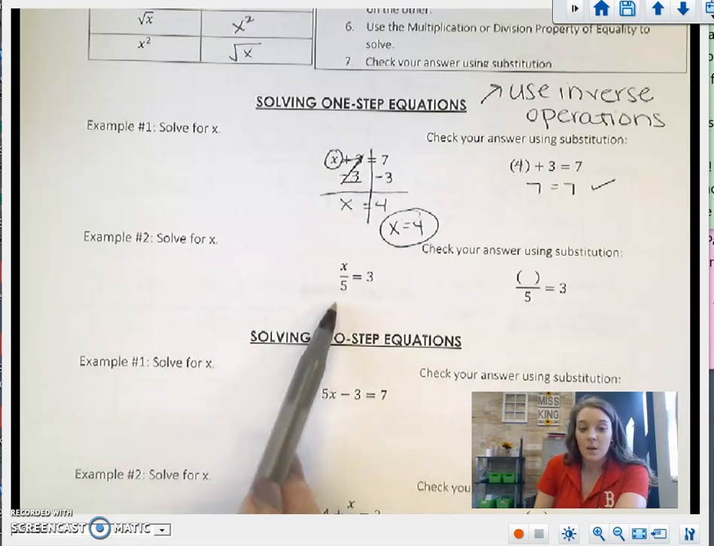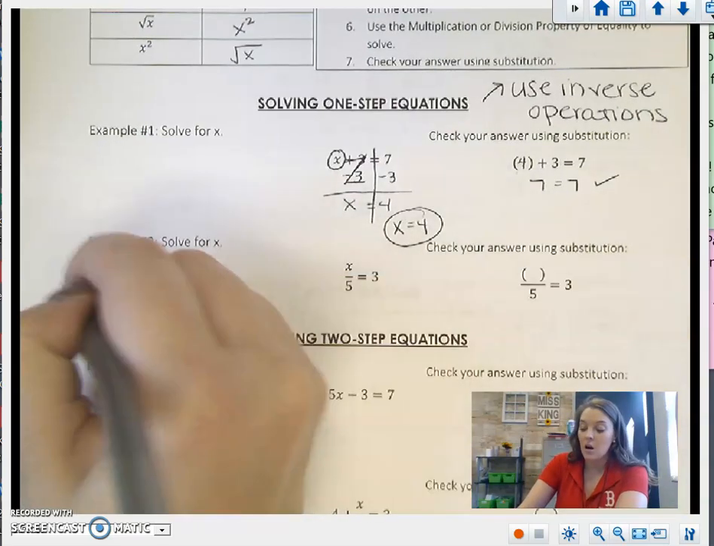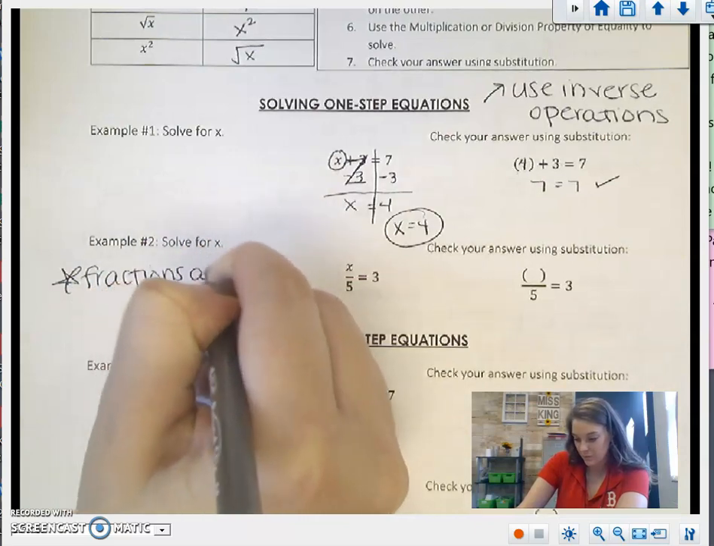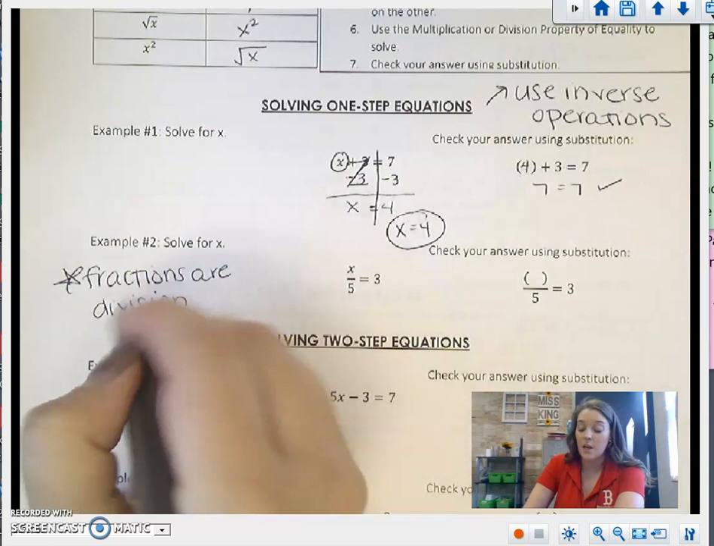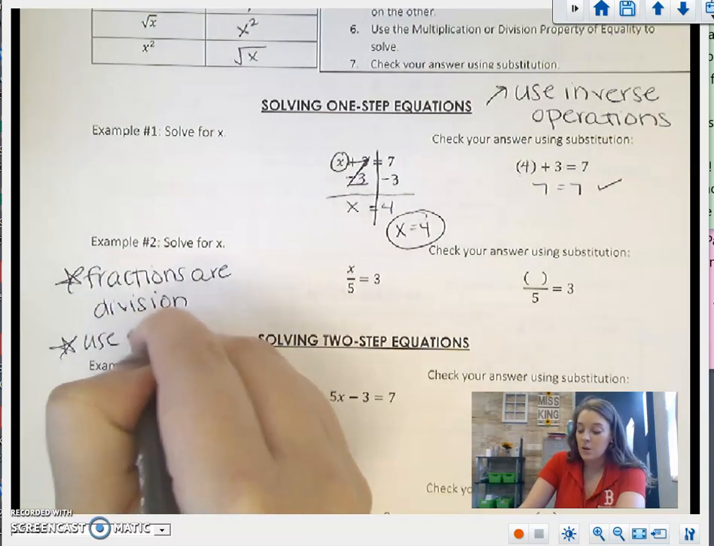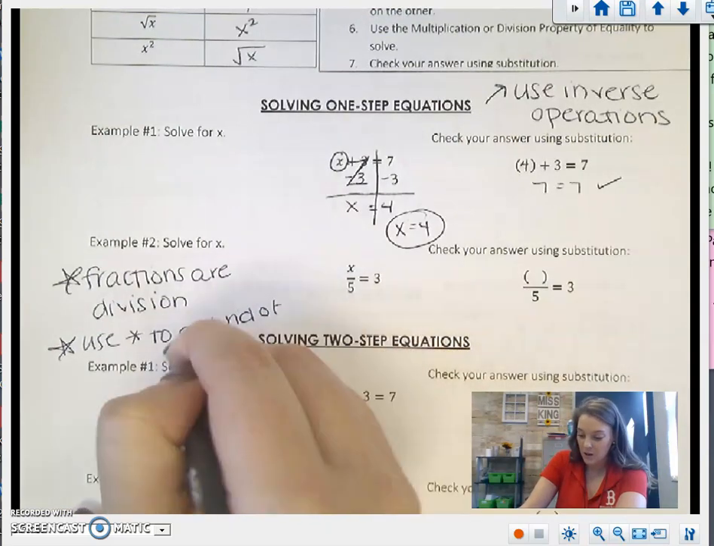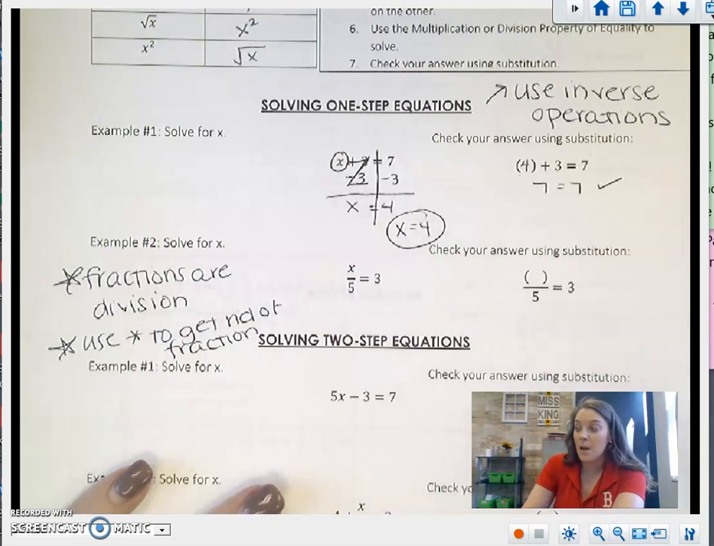The next one-step equation has x divided by 5 equals 3. Remember that fractions are division. And to get rid of a fraction, you use multiplication. So use multiplication to get rid of a fraction. So to get rid of this fraction, we're going to multiply by the denominator.